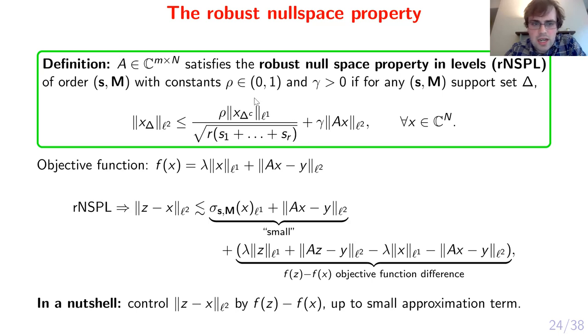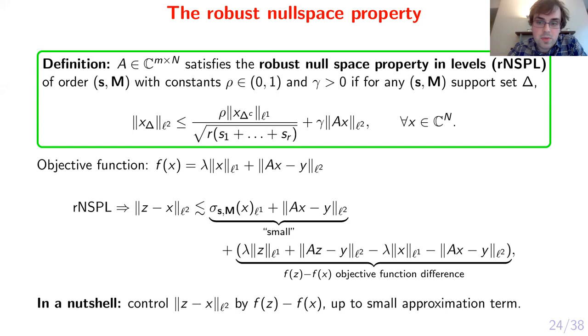So why do I care about this? Well, first of all, you can show that this occurs in many applications such as MRI. But also for us, from an optimization point of view, the following holds. So let f be the objective function lambda times the one norm plus the L2 norm of Ax minus y.